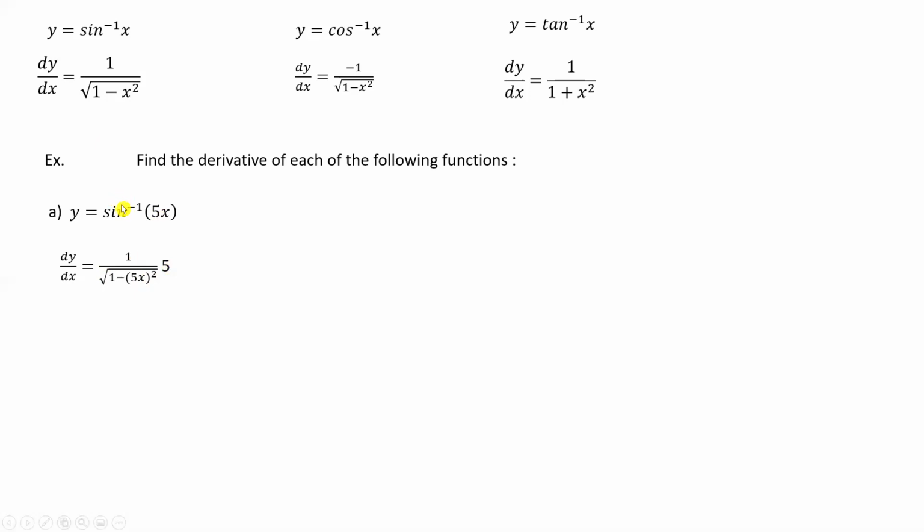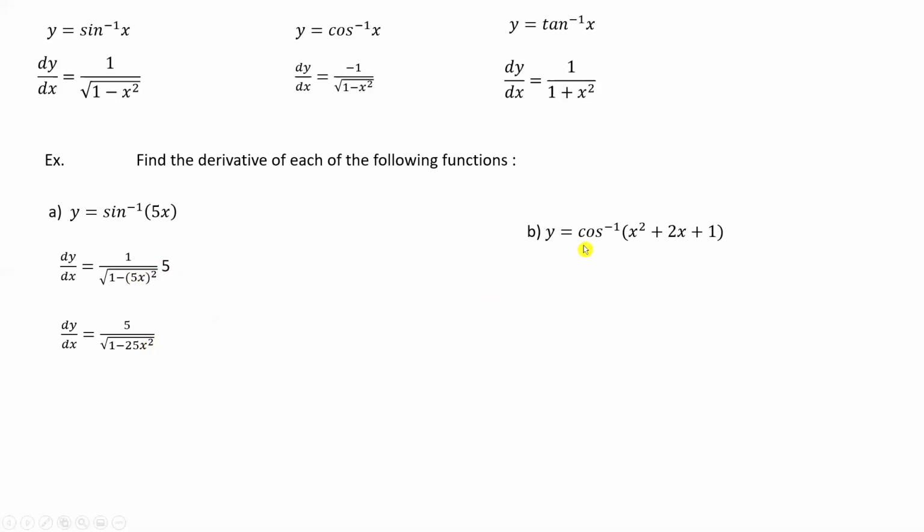So again, derivative of inverse sine: 1 over square root 1 minus whatever you have here squared, times derivative of this. Clean that up a little bit. We'll put the 5 on the top. We'll square the 5 and the x. And that gives us 1 minus 25x squared in the bottom under the square root, and 5 on the top. Take a look at that one more time. The 5 went on the top. We squared the 5. We squared the x.